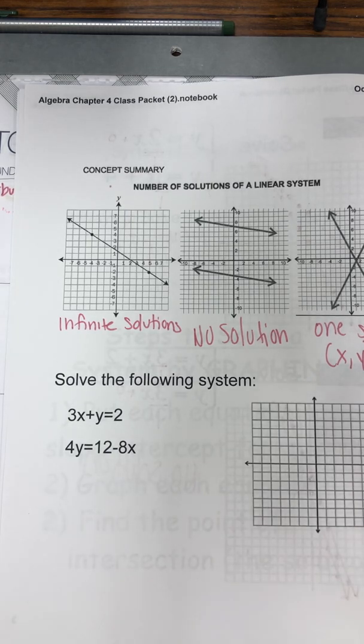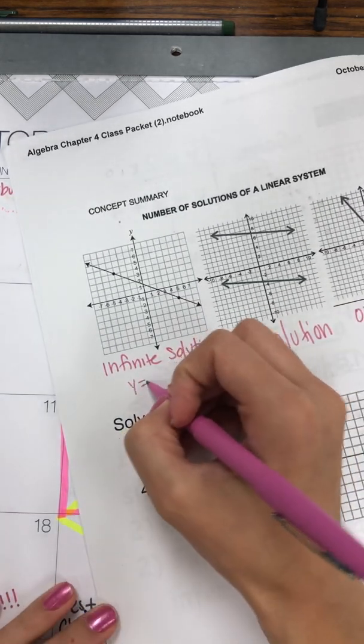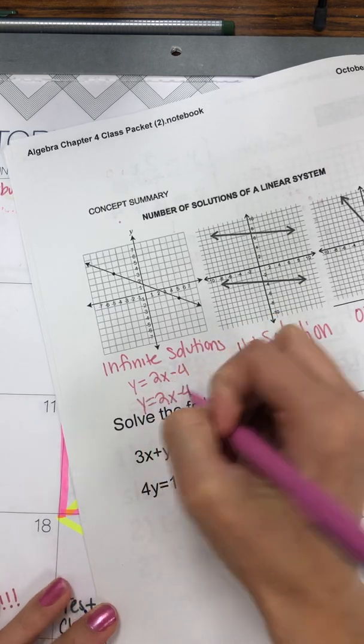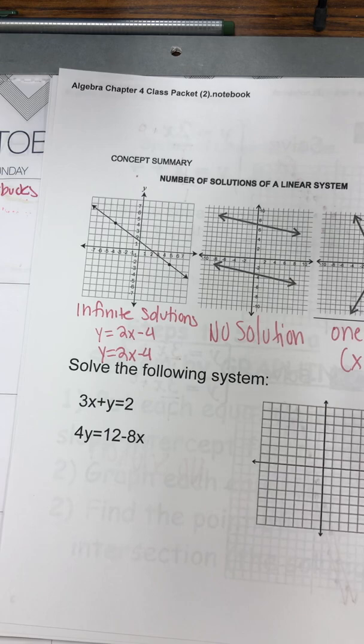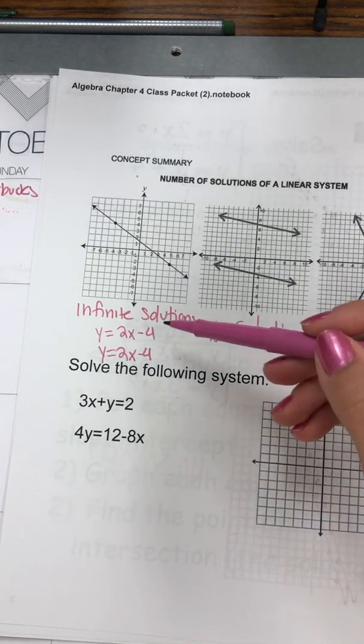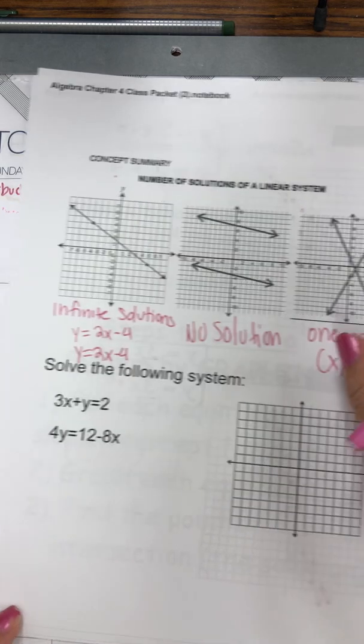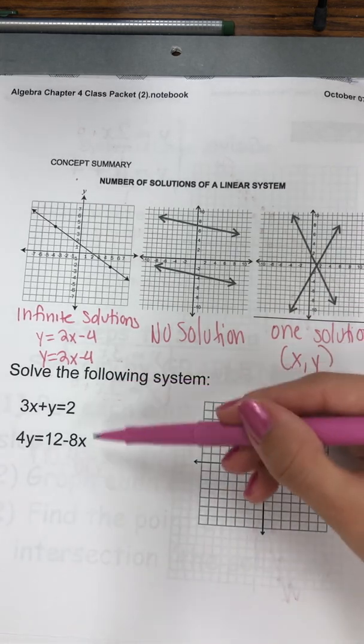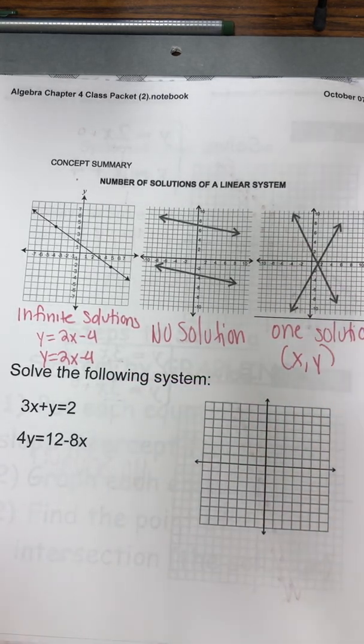An example of that would be if the 2 equations in your question were both 2x minus 4. Since they're the exact same line, that means they're going to end up being directly on top of each other, so the answer there would be infinite solutions. So these are the 3 different types of answers you can get when working with a system. And again, a system means there are 2 equations in the problem.